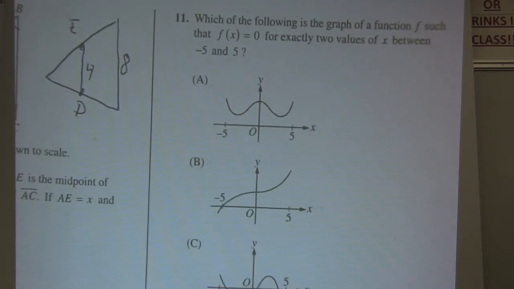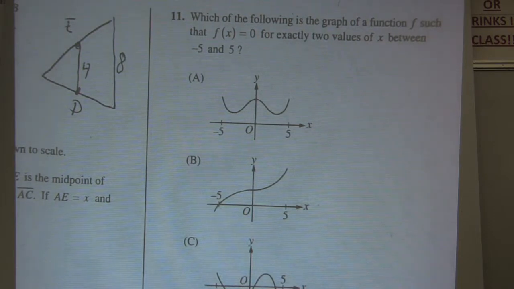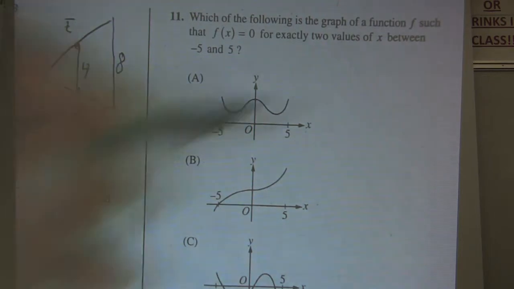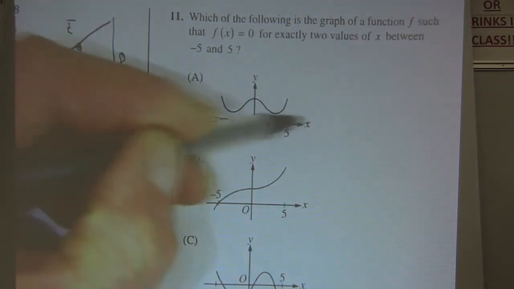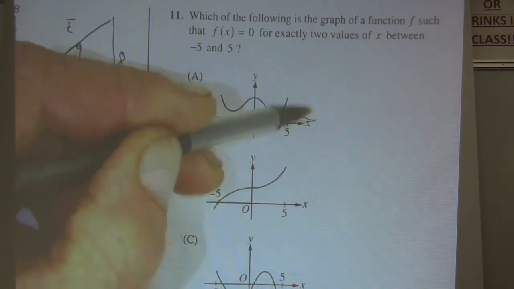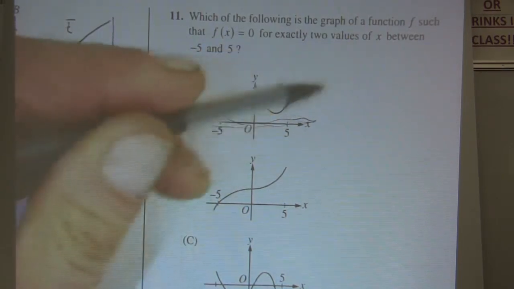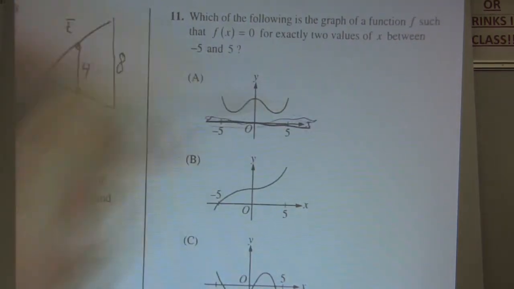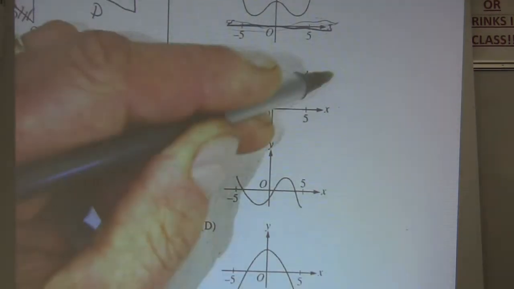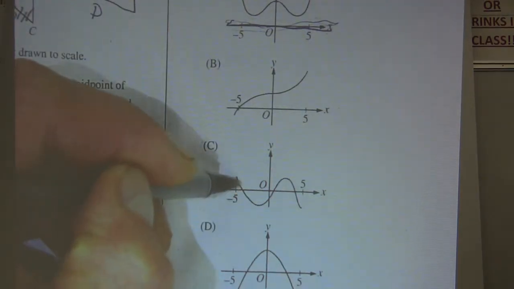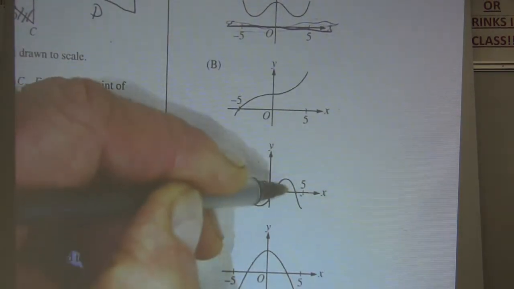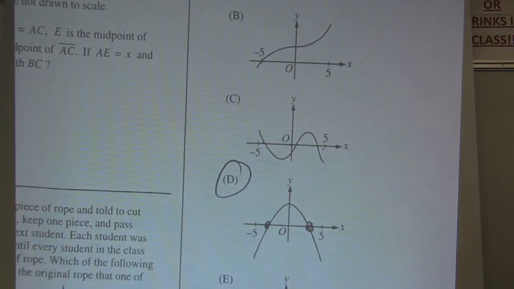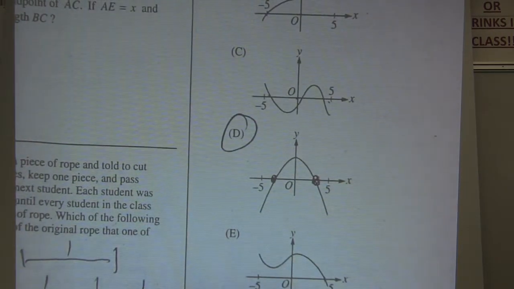I'll read the directions. Which of the following is the graph of a function such that f of x equals 0 has exactly 2 values of x? Okay, f of x equals 0 just means where does it cross the x-axis? So if it has exactly 2 values of x where it crosses 0, this graph doesn't cross at all. This graph only crosses it in 1 spot. This graph crosses it in 3 spots. It's not that one. This graph crosses it in 2 spots. There it is, choice D. Choice E, only in 1 spot right there, so it's choice D.